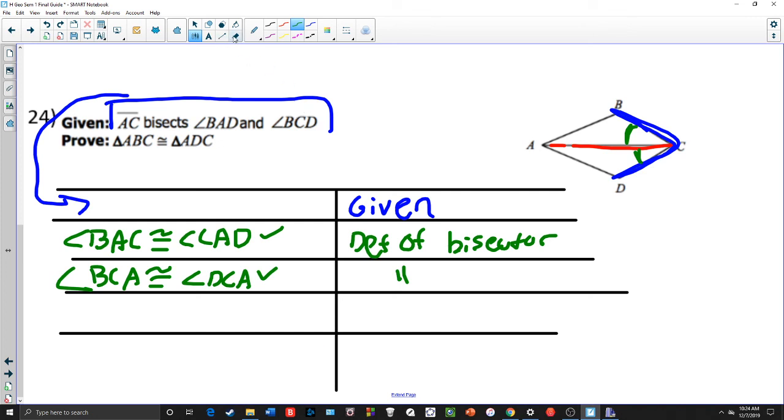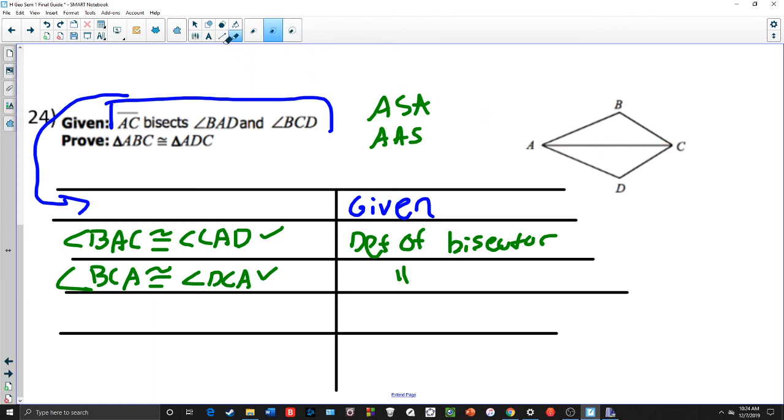Unfortunately, this doesn't help me too much yet because I have two angles, but I'm going to need at least one side. With two angles, the cases are angle, side, angle, and angle, angle, side. Let me erase this red line here. So right now I have two angle sets. I have these two angles equal, and I have these two angles equal.